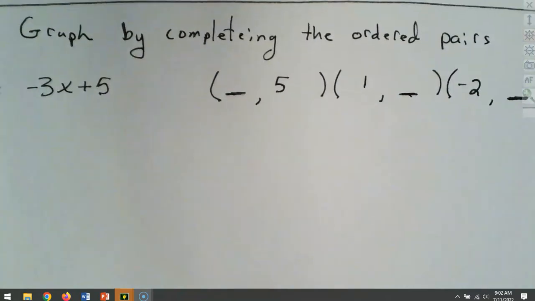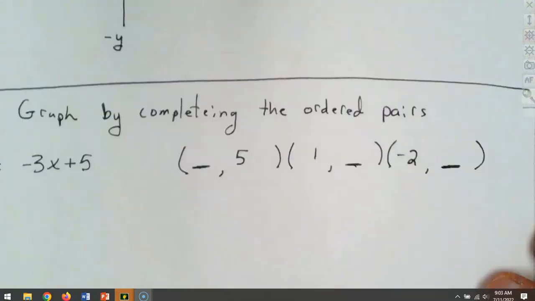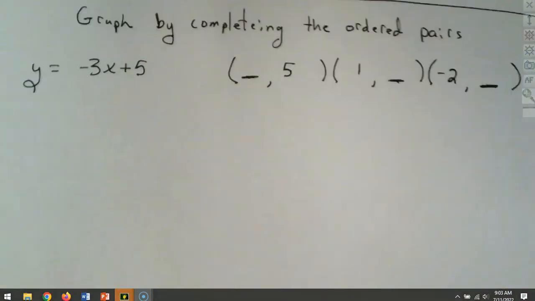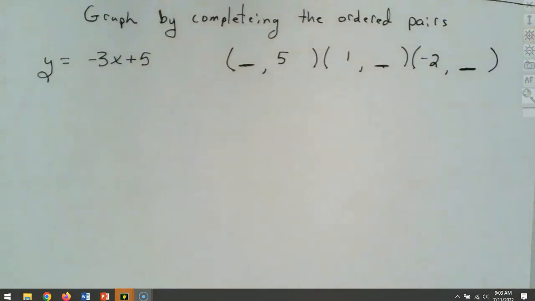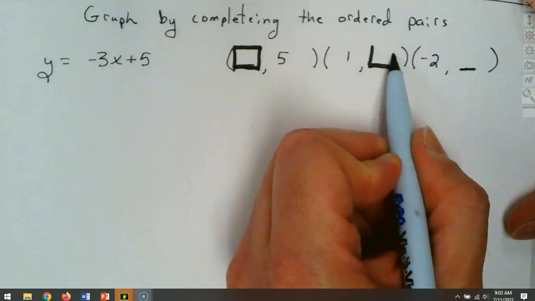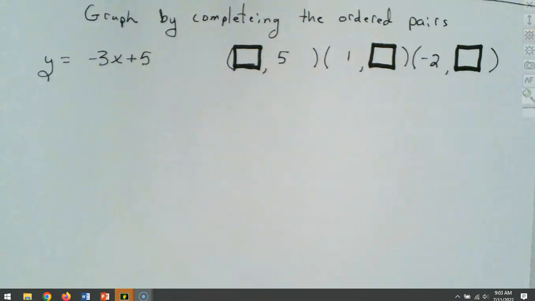So we're going to go ahead and graph this line, y equals -3x plus 5. And we're going to do this by filling in the ordered pairs. Now in the next section, we're going to learn how to do this using the slope and the y-intercept. But in this section, we're just going to remember how to complete these ordered pairs and graph our line. Now to graph a line, we need at least 2 different ordered pairs. In this case, we've got 3, and that's more than enough.